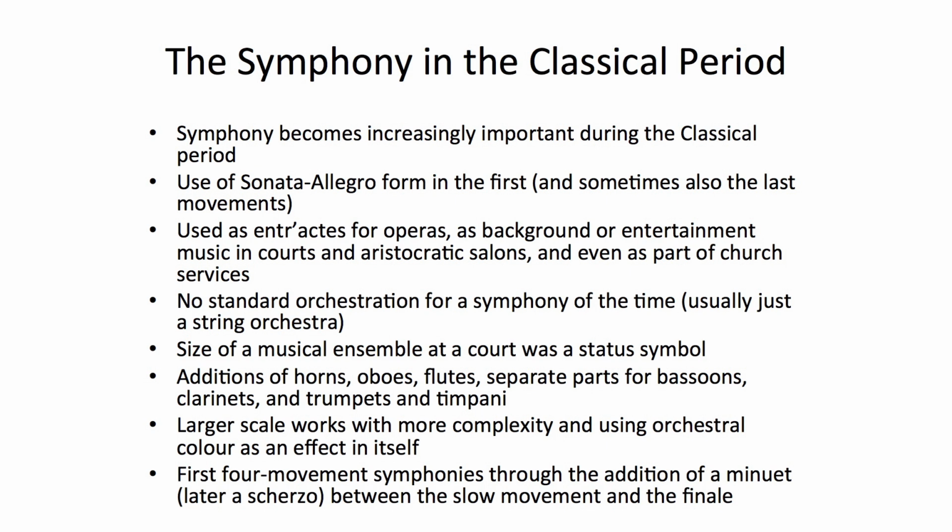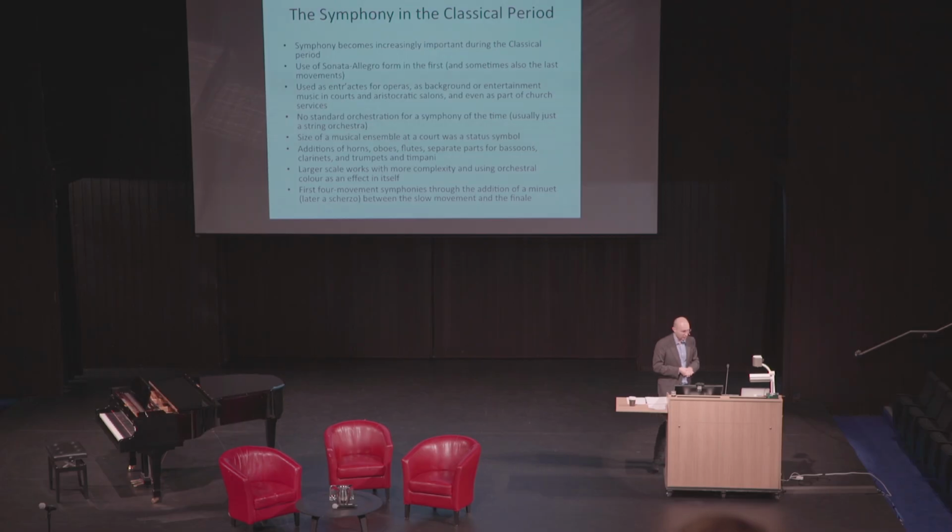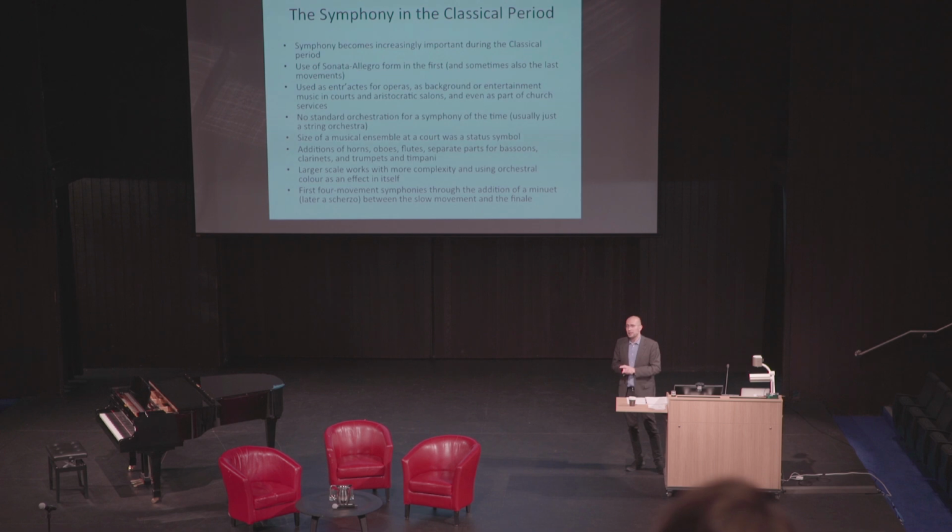Another use for the symphony was even as part of church services, which is quite remarkable. There was no standard orchestration for a symphony during the classical period. Some of the symphonies that survive only have a string orchestra, so 4 parts: 2 violins, viola, and cello. However, the size of the musical ensemble at a particular court was a matter of prestige to the court.